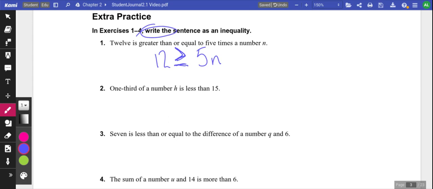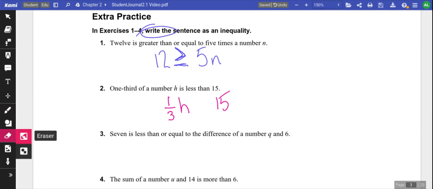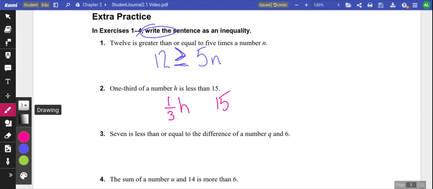All right, so let's look at the other one. 1/3 of a number h is less than 15. So 1/3 of a number means 1/3 times the number is less than 15. Sometimes if I am struggling with what way my sign should go, I'll just write both values and think about which value needs to be more and which value needs to be less. It was less than 15, so I know this side needs to be more, and I know my sign goes this way.